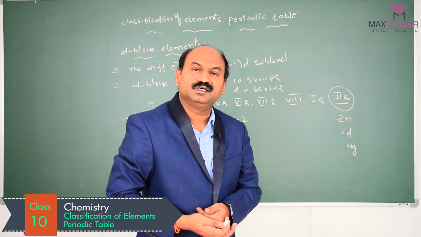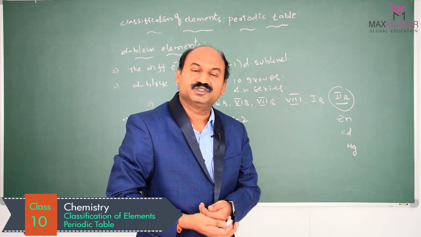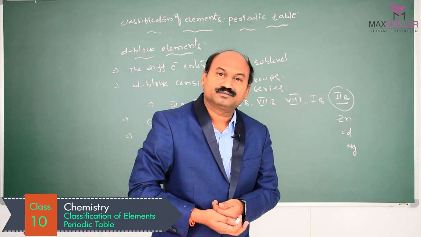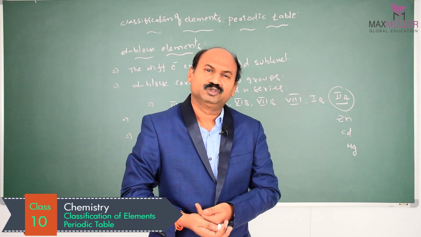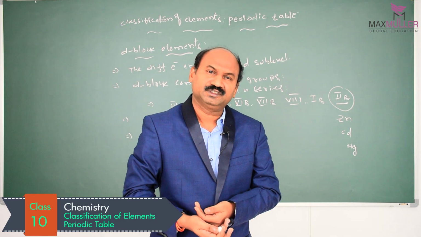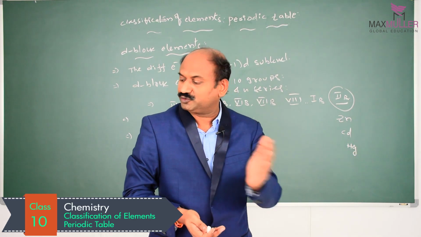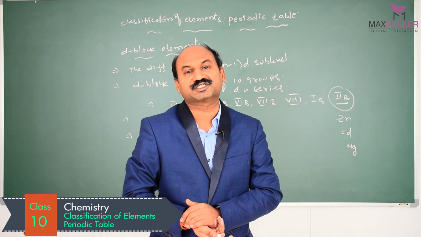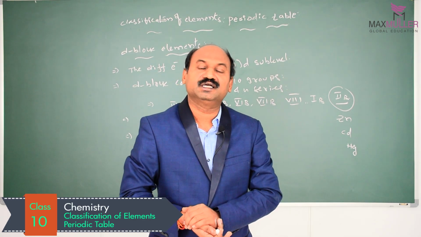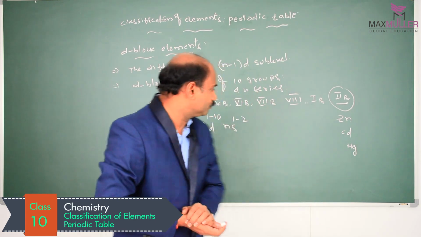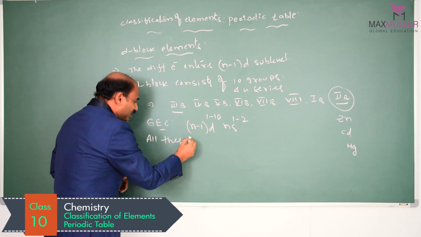Why the name transition elements? This is because if you move in the periodic table from left to right through d block elements, there is a transition in the properties from highly electropositive to highly electronegative elements. That's why these elements are called transition elements. Now, all these elements are metals.